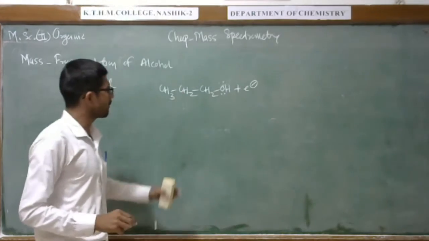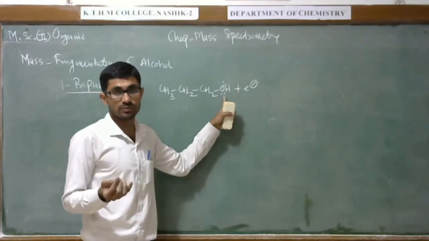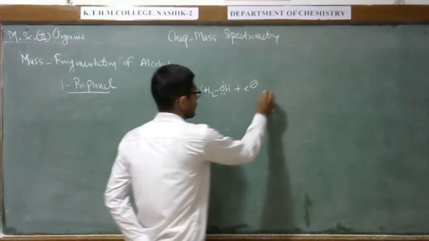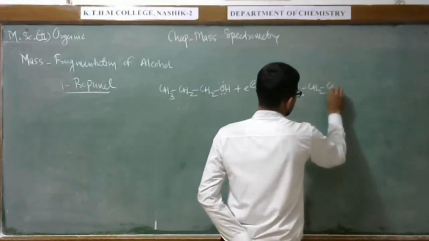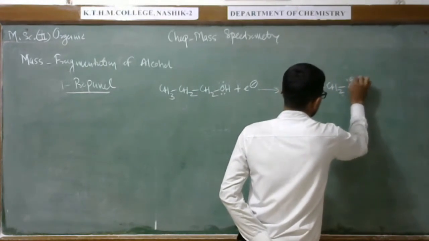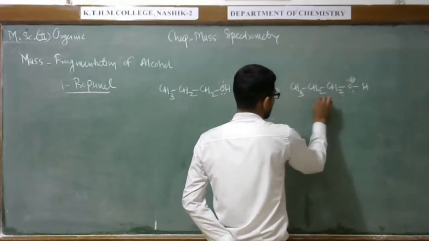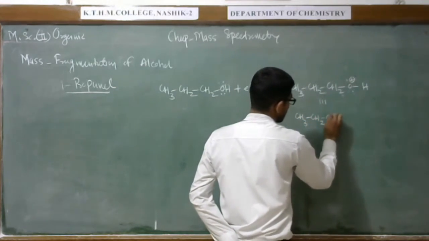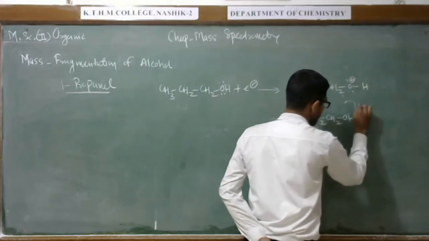Bombarded with electron. After bombarding with electron, you know very well, the non-bonding electron is usually removed. So we can show the molecular ion like this: CH3, CH2, oxygen, with one electron removed, so here a positive charge. This is the molecular ion. This molecular ion we can also write like this: CH3, CH2, CH2, OH, so overall a radical with positive charge.